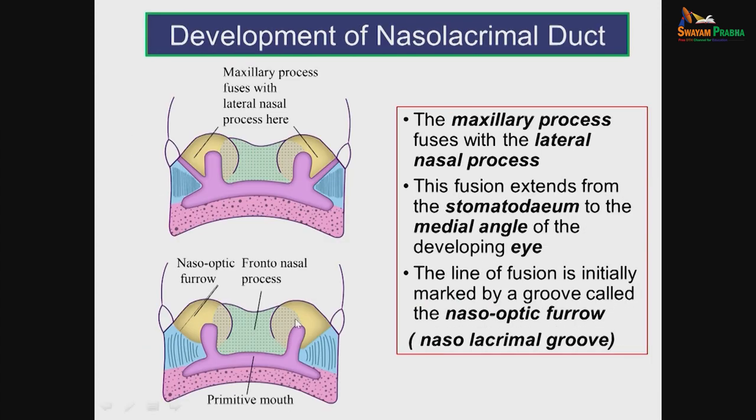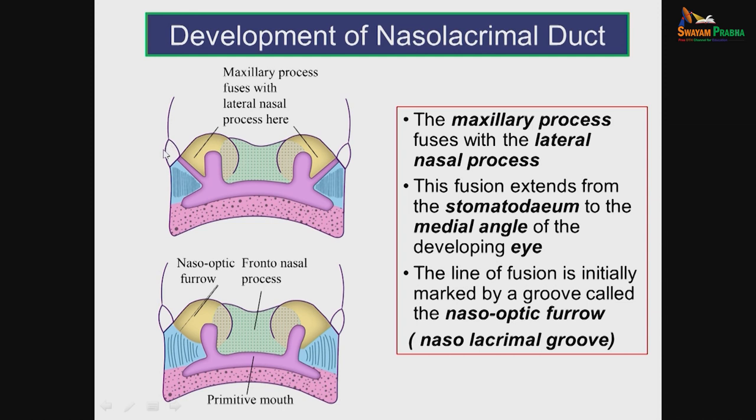Next is the development of the nasolacrimal duct. The maxillary process, as I have already told you, fuses with the lateral nasal process. Orient yourself to this picture. This is the medial nasal process, the lateral nasal process, the maxillary process and the mandibular process. This is the nasal pit and this is the stomatodeum. So, the maxillary process fuses with the lateral nasal process, and this fusion extends from the stomatodeum to the medial angle of the eye.